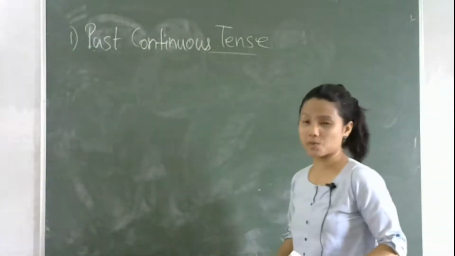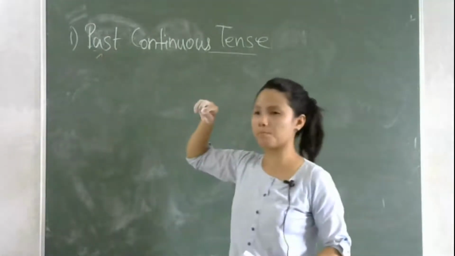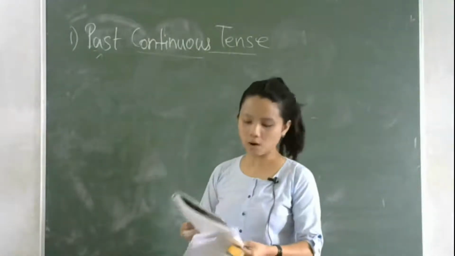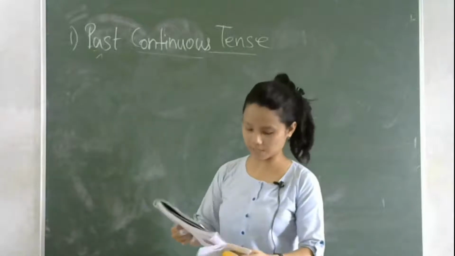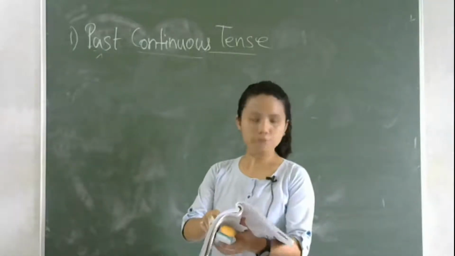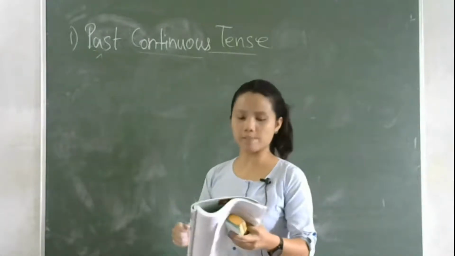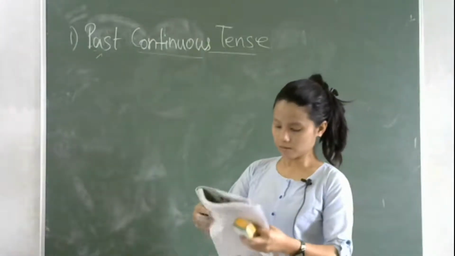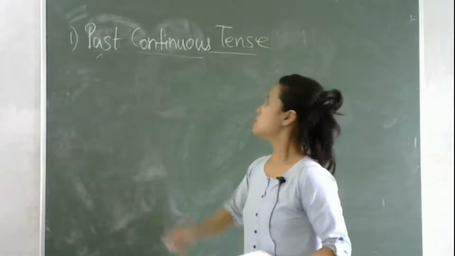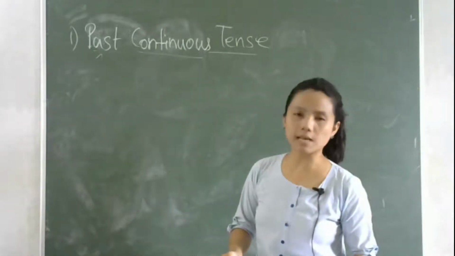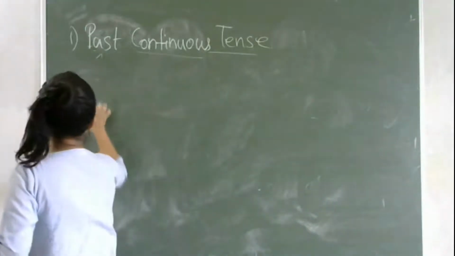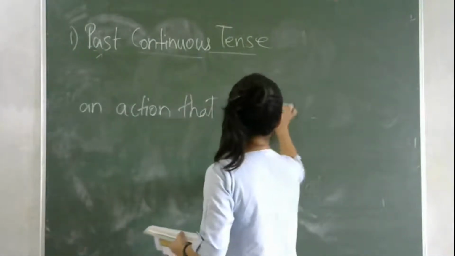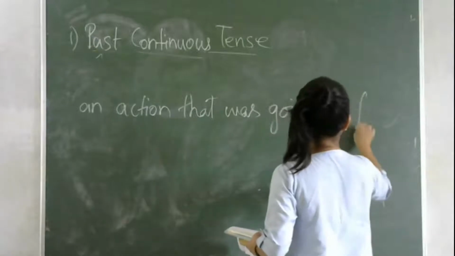Past continuous tense. All these actions are happening in the past, but now we come to the continuous. What is continuous? What is continuing? What kind of activity is continuous? Go to page 44. There you will find about past continuous tense. So past continuous tense talks about an action that was going on for some time.